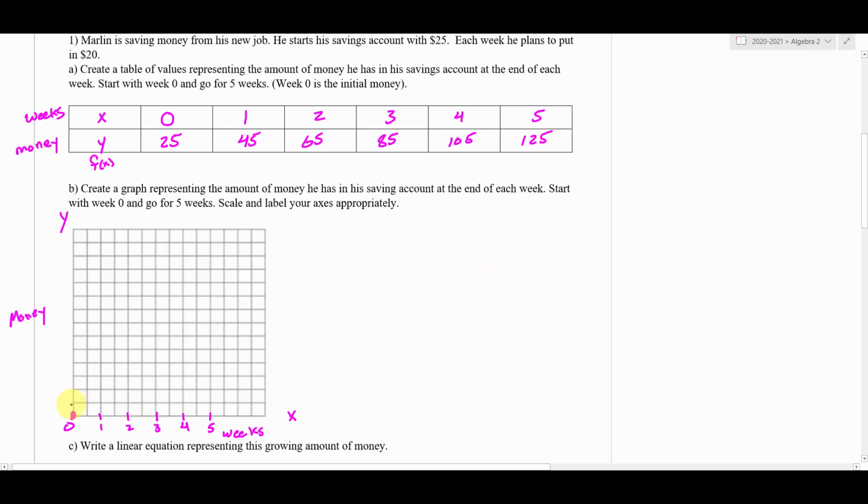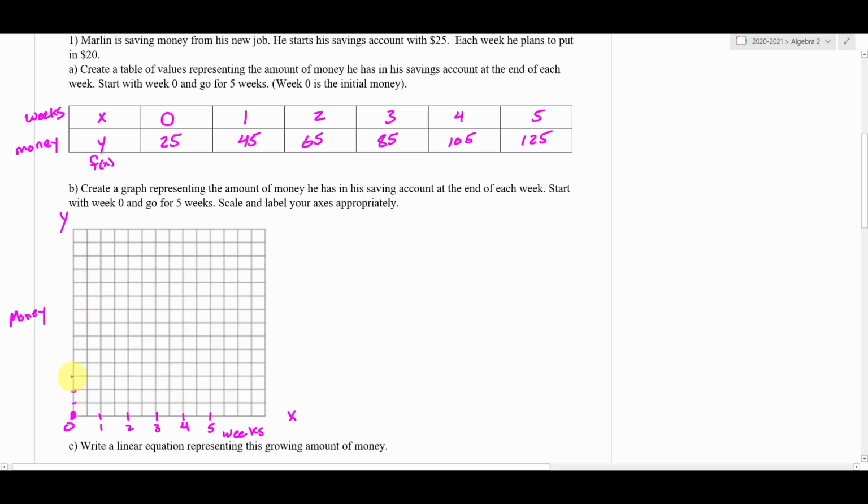Okay, so I don't have to go up by 1s, I could go up by 5s, 10s, 15s, 20s, whatever I need to make sure that I can get up to 125. So I'm going to go up by 10s. I think if I make each box worth 10 here, I should be able to get up to what I need for the 125.